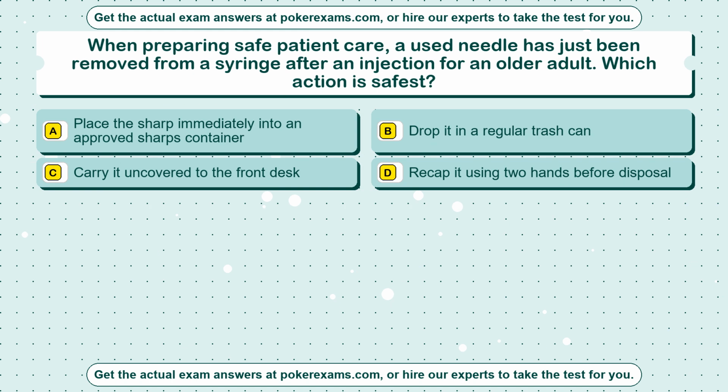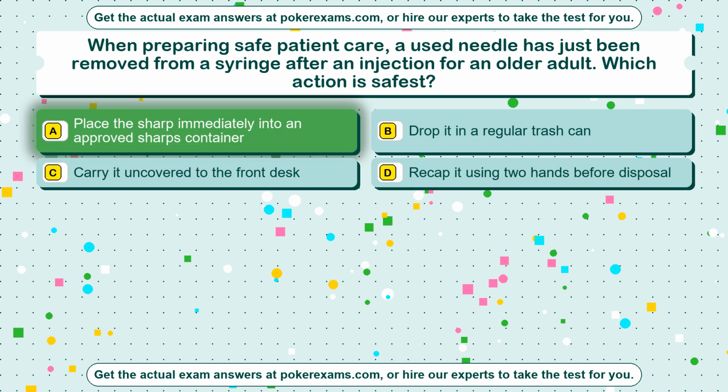Question 6. When preparing safe patient care, a used needle has just been removed from a syringe after an injection for an older adult. Which action is safest? Option A. Place the sharp immediately into an approved sharps container. Option B. Drop it in a regular trash can. Option C. Carry it uncovered to the front desk. Option D. Recap it using 2 hands before disposal.